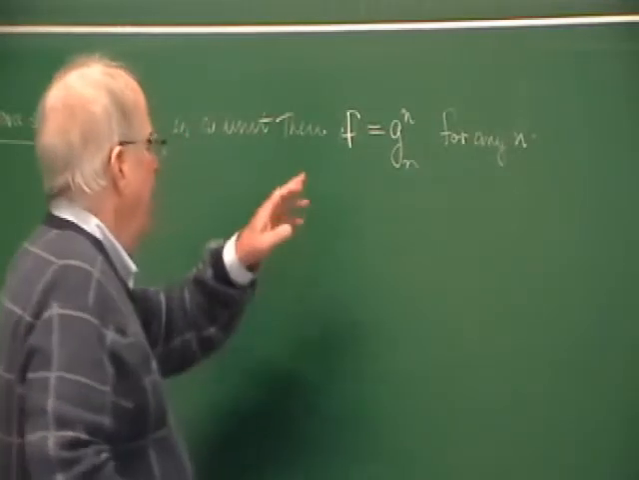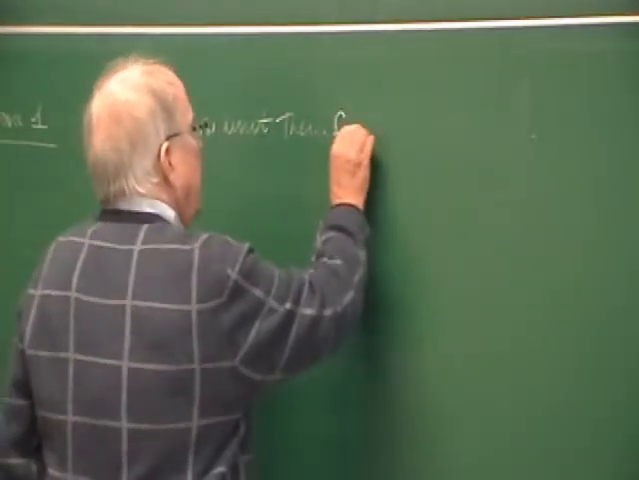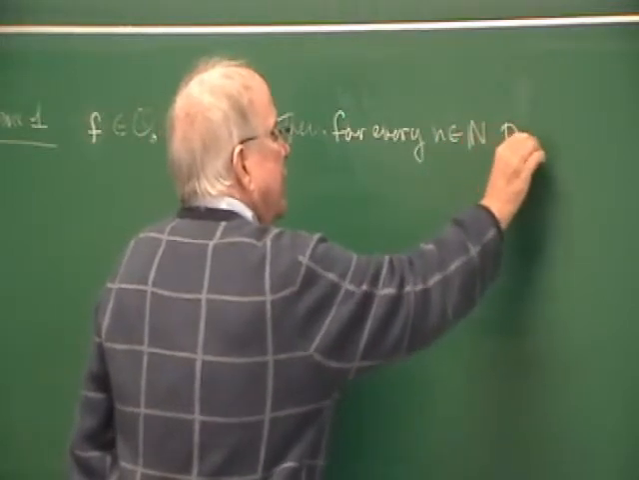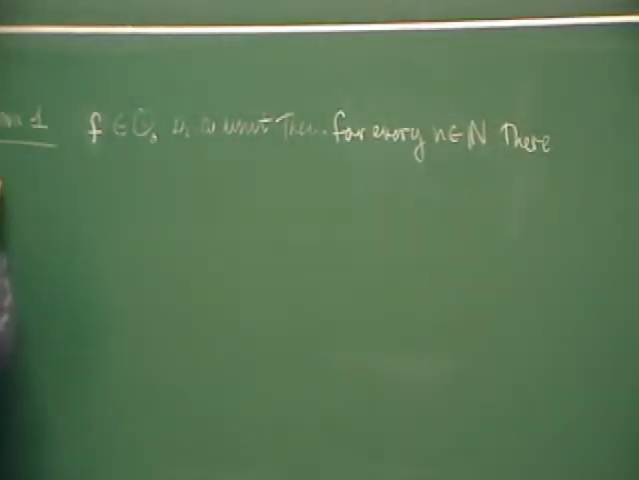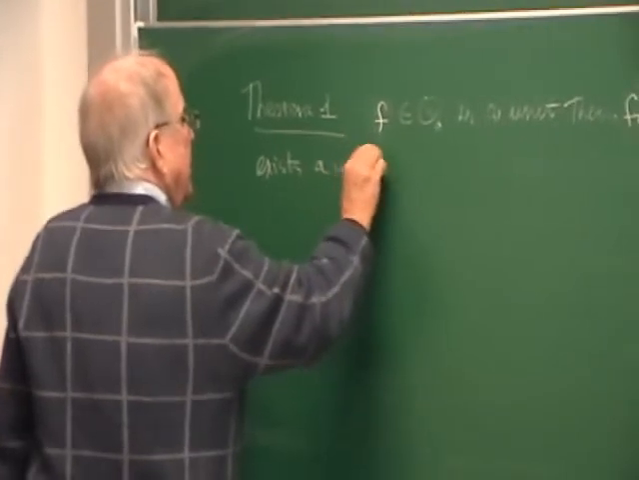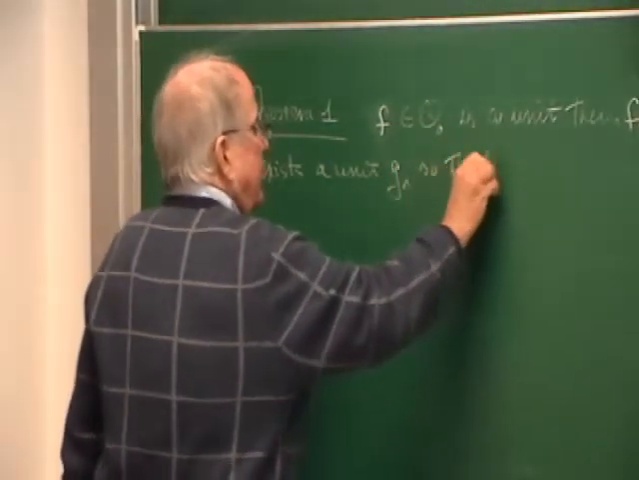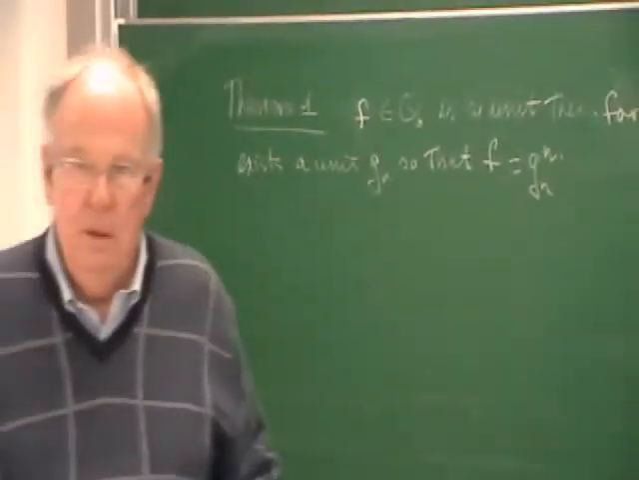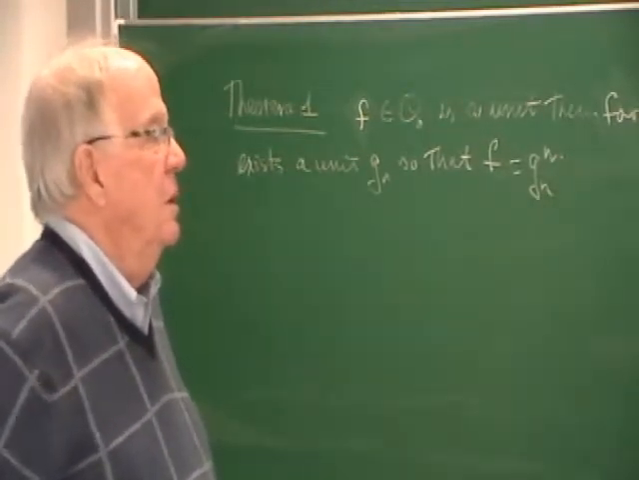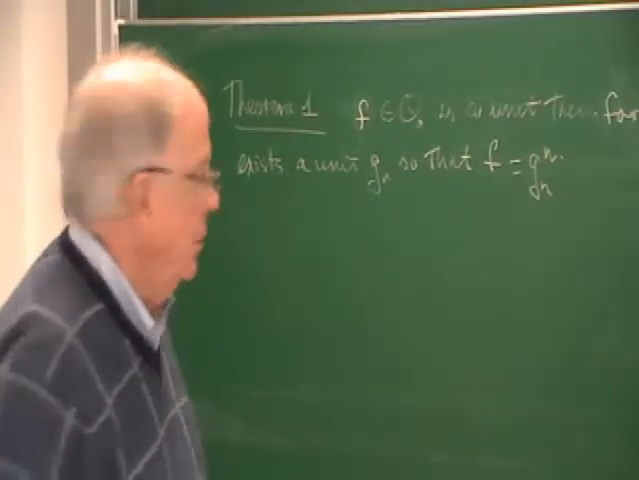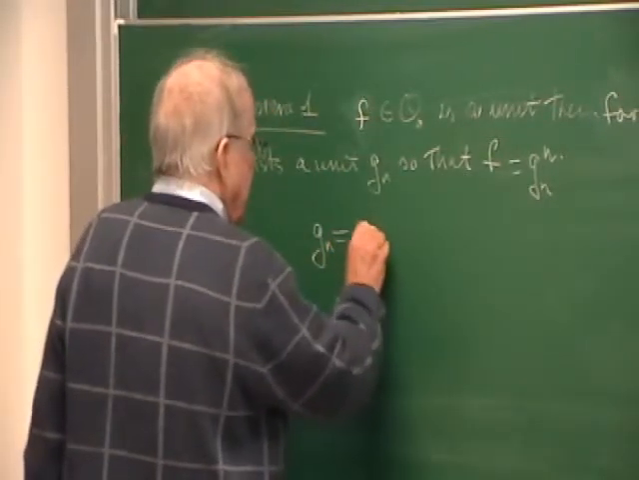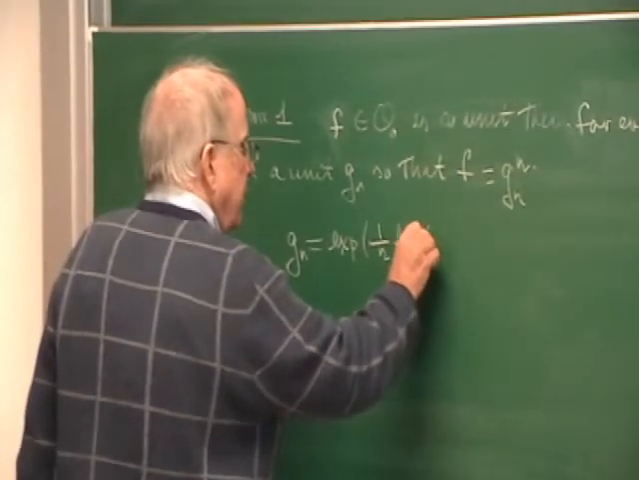So to make this precise, then for every n in the natural numbers, there exists a unit Gn so that f equals Gn to the n. In other words, you have an nth root. Well, that's very easy because, in fact, I define Gn equals exp of 1 over n times ln of f.